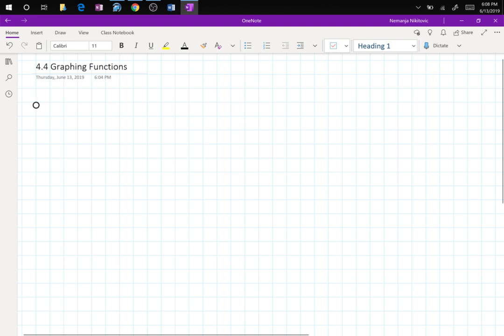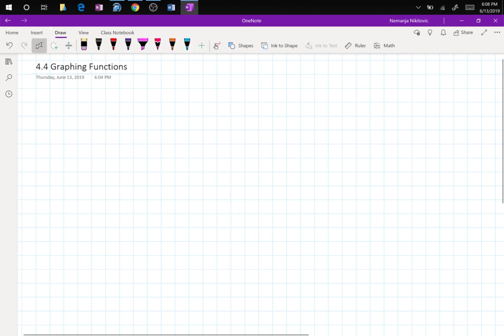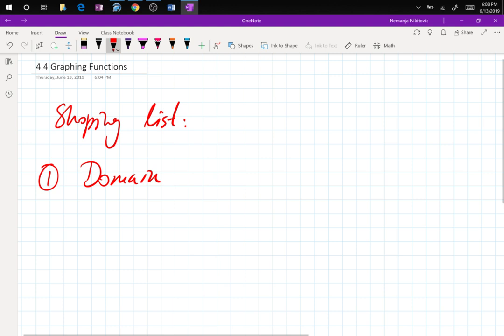So for this to happen, what I do is I first go through the shopping list of all things needed. Call it a shopping list. Number 1, domain. Number 2, X and Y intercepts.